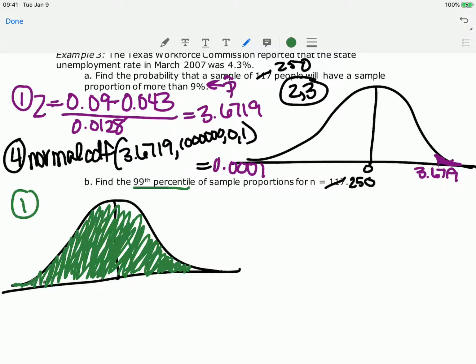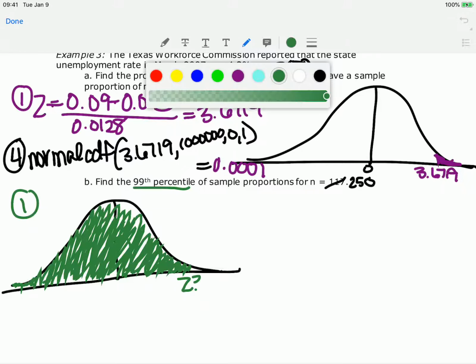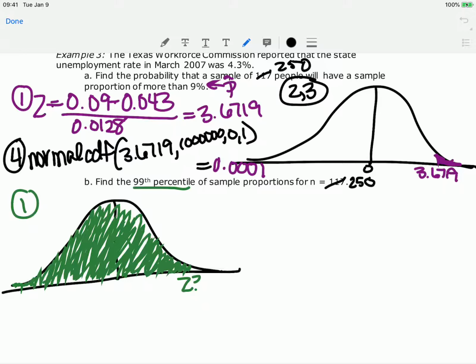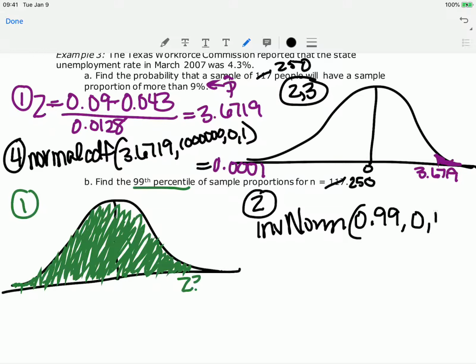So I've shaded in almost everything. And then right here is an unknown z-score that I need to go find. So to find that unknown z-score, I'm going to use the inverse norm. That's step 2. Inverse norm. Remember, inverse norm, the first thing it wants is the area less than your unknown z-score. So in our case, that's 0.99. And then it's always 0, 1. When we do that, we get 2.3263.